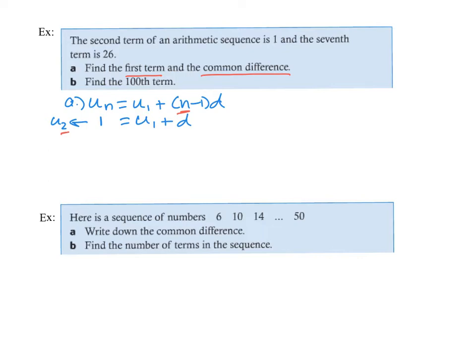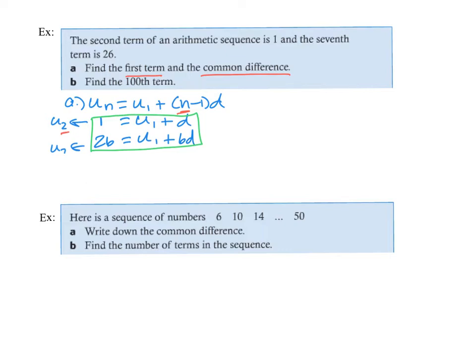For the second equation, let's use the fact that 26 is the 7th term. So 26, which remember is our 7th term, that would be u sub 7, is equal to that unknown first term plus n minus 1. So in this case, it would be 7 minus 1, which is 6. So we get 6 times d. So now we have, here's our system of two equations with two unknowns. And that's going to be pretty easy to solve.